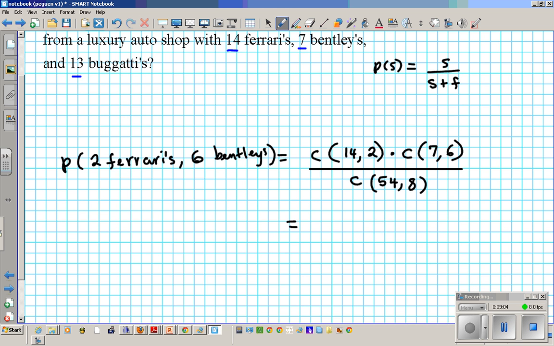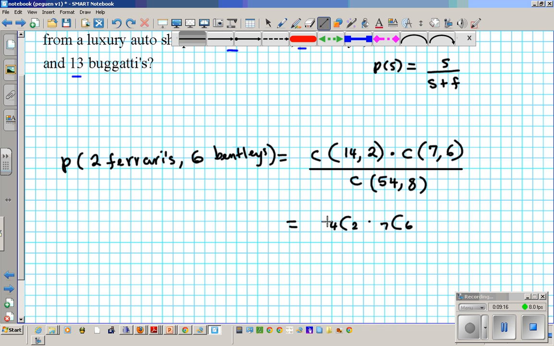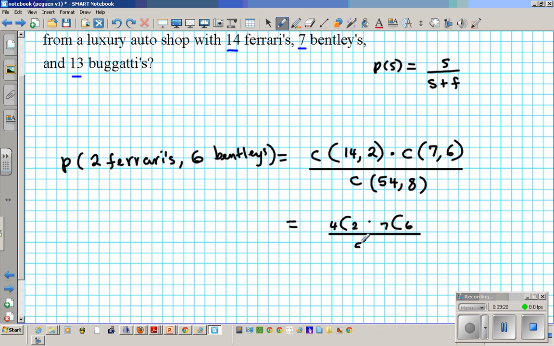You can also rewrite this as 14 choose 2 times 7 choose 6 divided by 54 choose 8, which is just another way. Apply the formula here to each and every one of them and divide, and that'll give you your final answer. Alright, let's take a look at the next example.